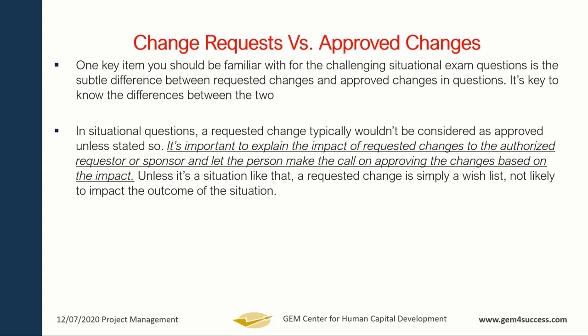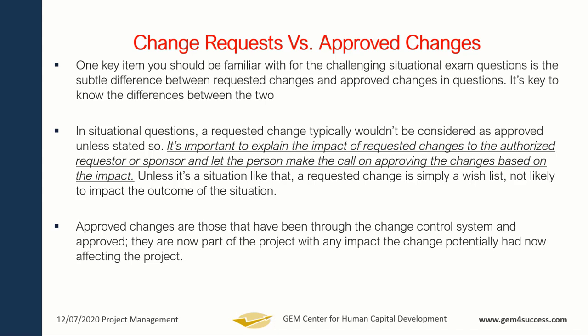You cannot unilaterally approve changes on your own. So you have to pass through the established change control mechanism. So approved changes are those that have gone through the change control system and have been approved, and so they are now part of the project, and then whatever impact that you analyzed earlier that the change will cause, now that impact you should be expecting it.